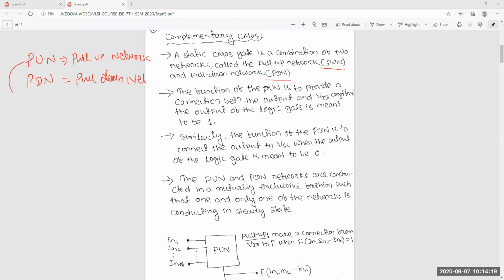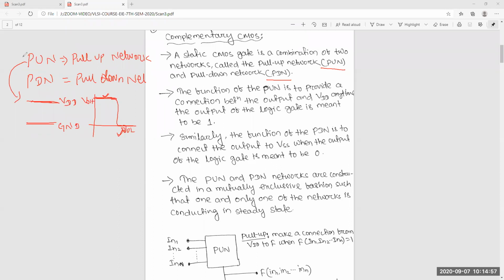Here, pull up network means it will pull up. Up means your rail to rail swing. Generally, you know what is rail to rail swing. Suppose this is the railway track. This is your VDD, this is your ground. If your output swing is rail to rail, then in your static characteristics, this is VOH and VOL. So the output swing is from VDD to ground, that is rail to rail swing.